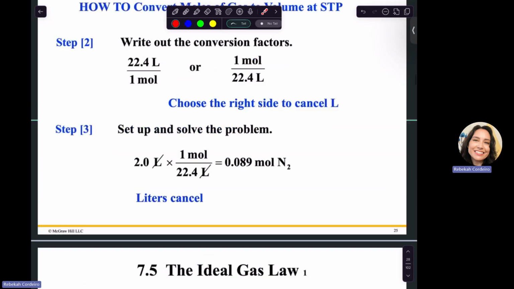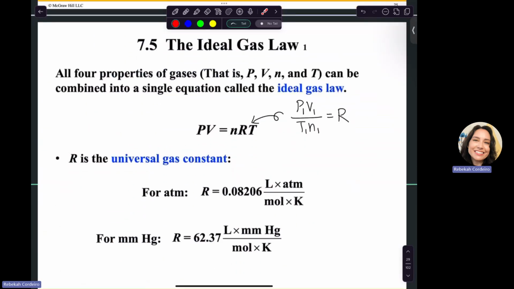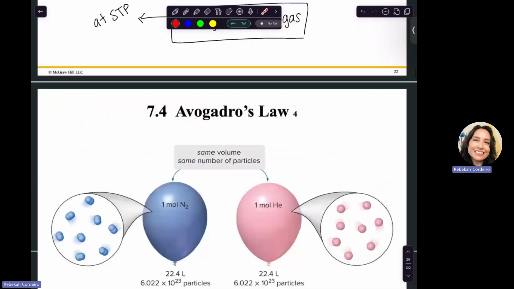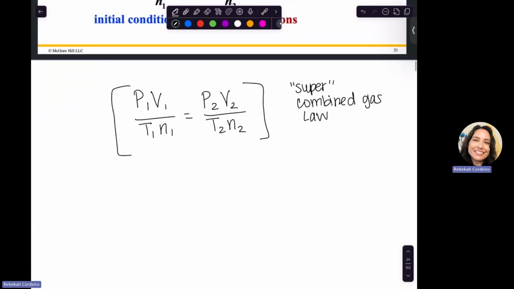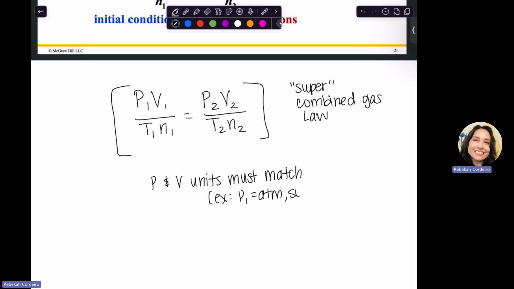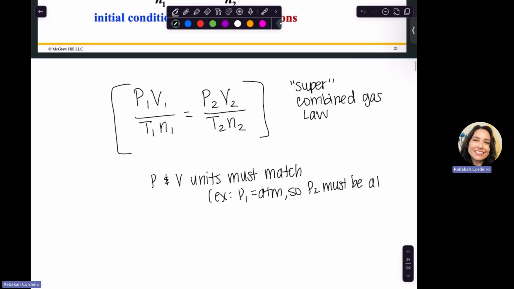For the previous one, we'll talk about this in class too, but pressure and volume can be any units as long as they're the same on both sides. For the previous one, that's this guy. So this one here, I'll just write it here in the notes for you. P and V units must match. So for example, if P1 is in atm, then P2 must be in atm.